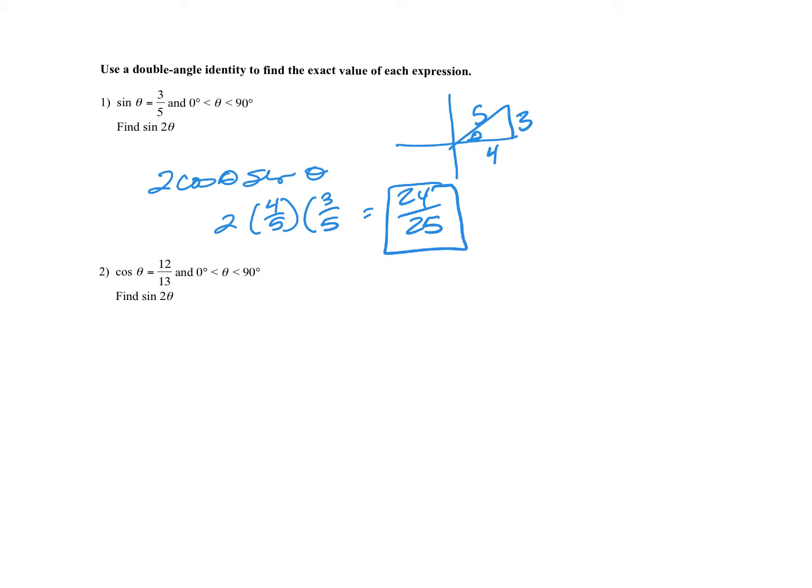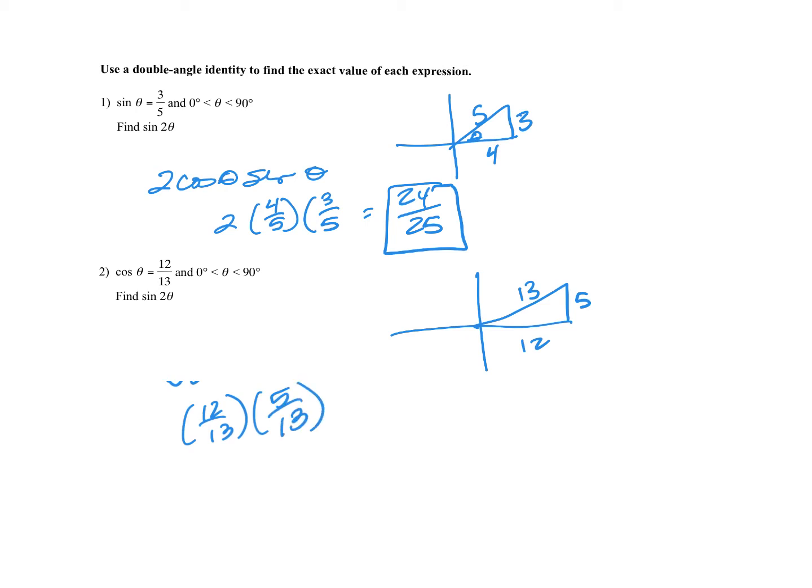For cosine, here the cosine is 12/13, and this side will be a 5. Sine of 2 theta will be 2 times cosine of theta sine of theta. The cosine of theta is 12/13, and the sine of theta is 5/13. And so that equals 120 over 169, and that is your answer.